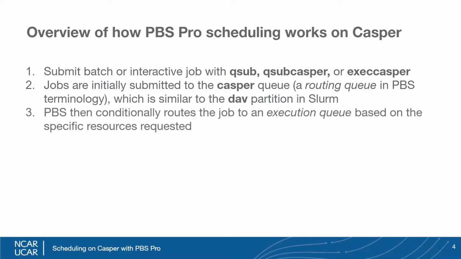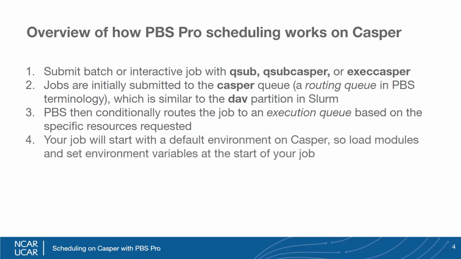So then PBS will conditionally route the job to an execution queue, and that's based on the specific resources that you request. So while you'll submit to this Casper queue, where your job will actually run is in one of these execution queues that's based on your resource selections. And then your job will start with a default environment on Casper. This works the same way it did in Slurm, that your environment basically gets cleaned from your login environment to your batch environment.